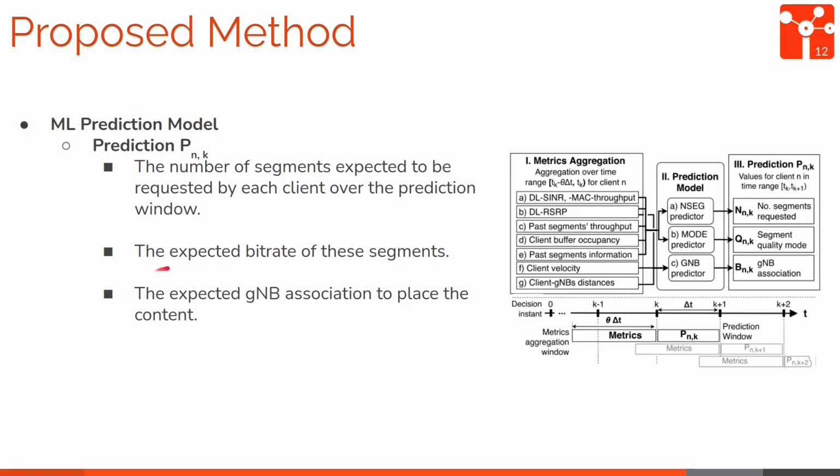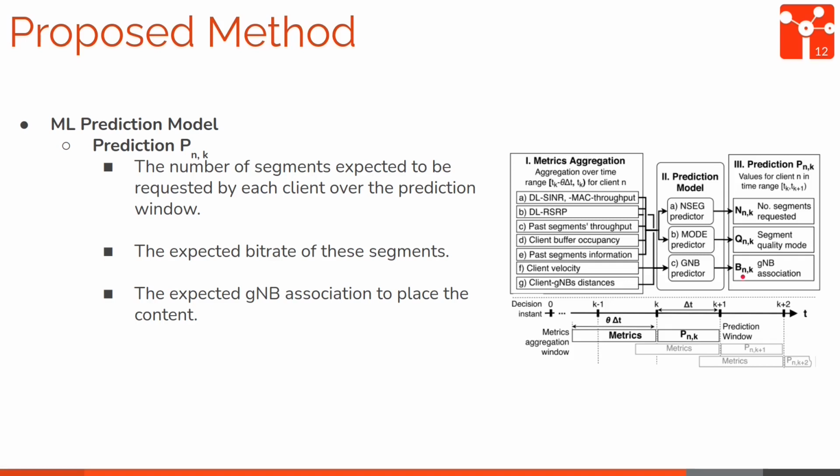Here I mentioned that the authors used three types of machine learning model. The first model, the number of segments, returns the expected number of segments requested by the client. The second model, the mode or bitrate predictor, returns the most frequent bitrate of the requested segments for client N. And the third one, the G-node-B predictor, returns the expected G-node-B association for client N.